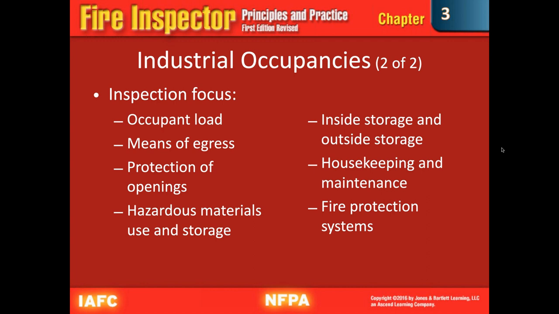Industrial occupancies is an occupancy in which products are manufactured or in which processing, assembling, mixing, packaging, finishing, dealing with different materials takes place. Like heavy duty stuff, like you can see in the picture, right? It doesn't have to be solid sheets of metal. It can be gas or whatever, but that's what these are going to be.